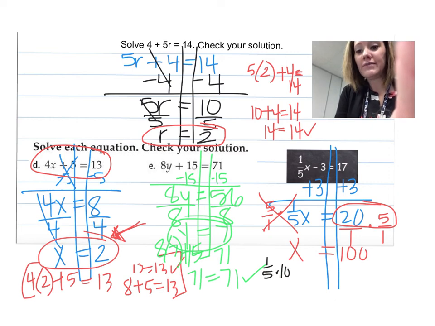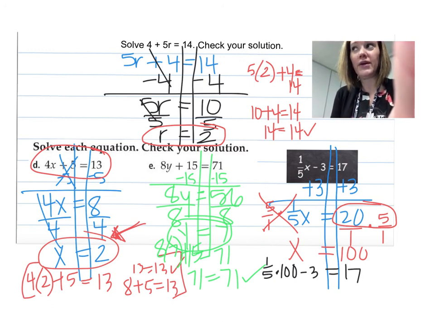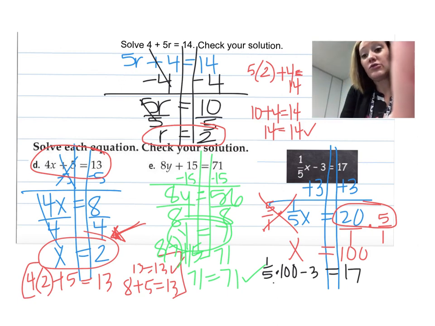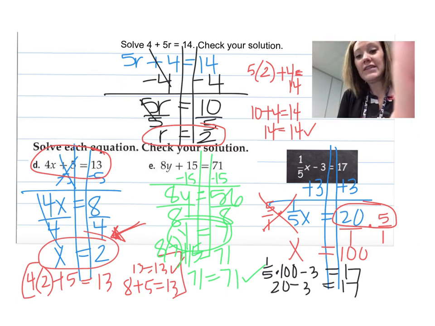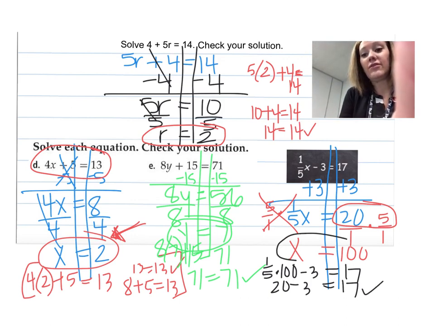1/5 times 100 minus 3 equals 17. Well, 1/5, if I divide 100 by 5, I get 20. So 1/5 of 100 is 20. Minus 3 would be 17. 20 minus 3 is 17. So that checks out. So I know then that x would be 100.